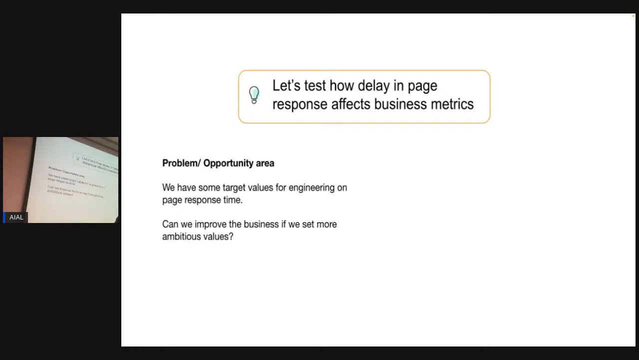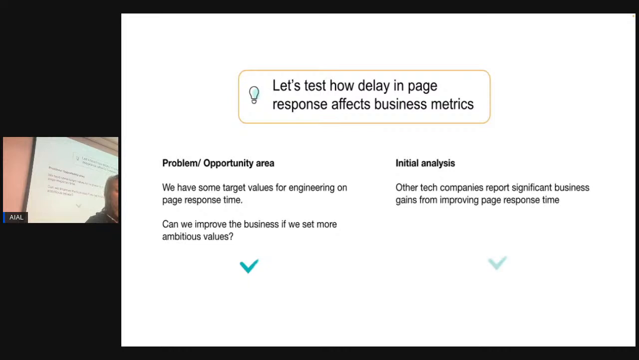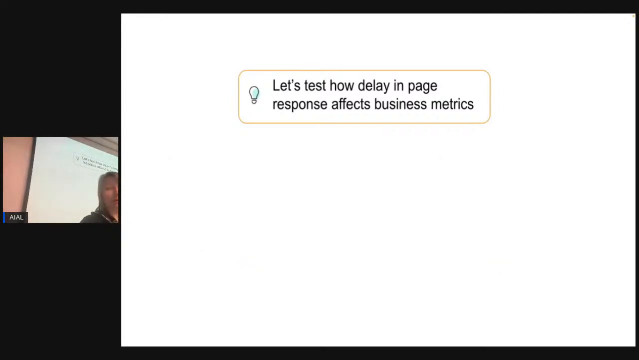And we wanted to see if we can set more ambitious values, maybe there will be some significant business gains, or maybe we can relax and not invest that much in our infrastructure because it doesn't affect business. But as you know, other tech companies report significant business gains from improving page response time. So initial analysis showed that other tech companies have gains, so maybe we also have them. Maybe we're not that special.